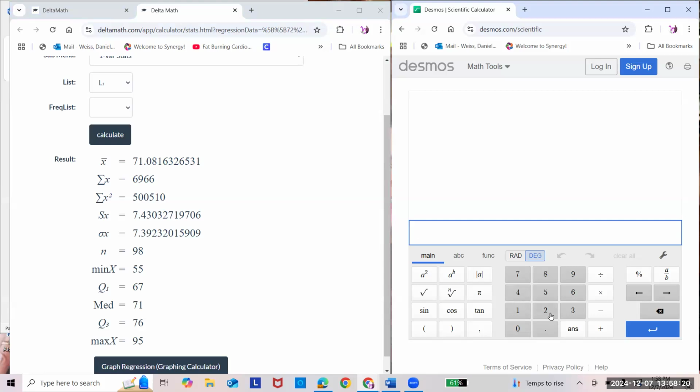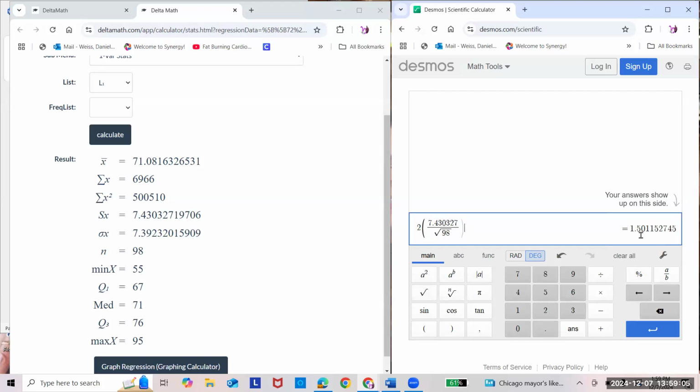I'm going to put in 2 times, using parentheses, and I'm going to hit this A over B key. I'm using the Desmos.com calculator. On top is S, the standard deviation. Standard deviation for X, this is the one we're using, SX, which is 7.43037. We're going to put in 7.43037. On the bottom, I'm going to hit square root, and N, remember, was 98. So here is 1.5011.